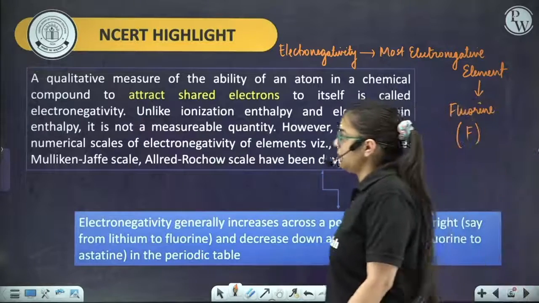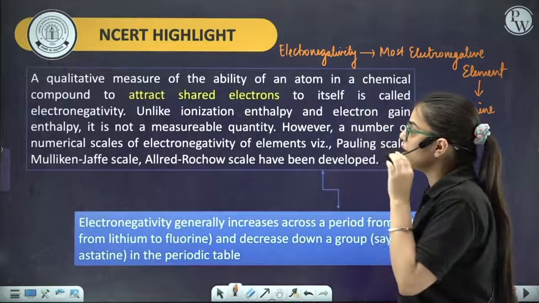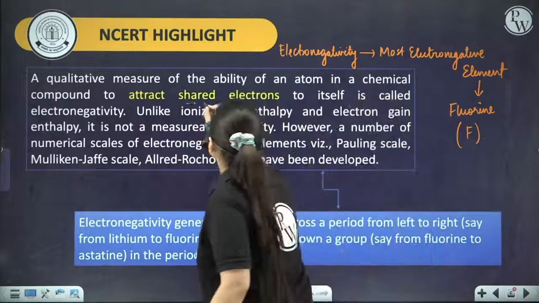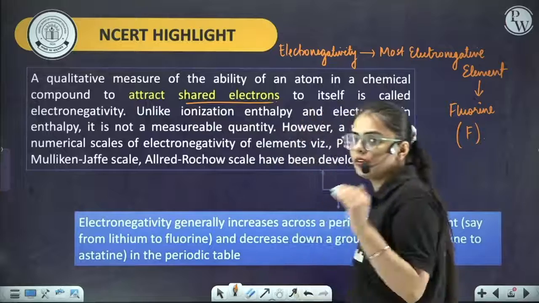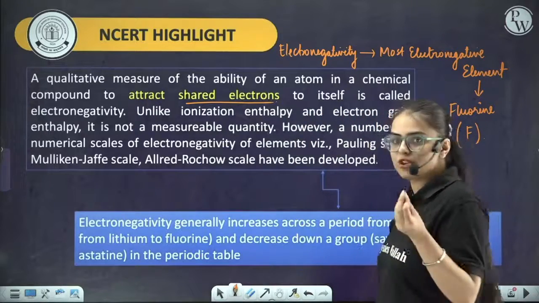Clear? Now let us read from NCERT. A qualitative measure of the ability of an atom in a chemical compound to attract shared electrons to itself is called electronegativity. Unlike ionization enthalpy and electron gain enthalpy, it is not a measurable quantity.